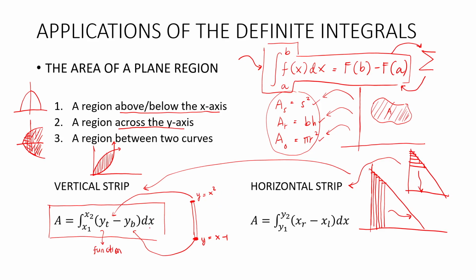So that's why it's with respect to x, with respect to dx, because once you substitute your y function, you have x values in your equation. The same goes for your horizontal strip. Looking at your horizontal strip, this one is dy.